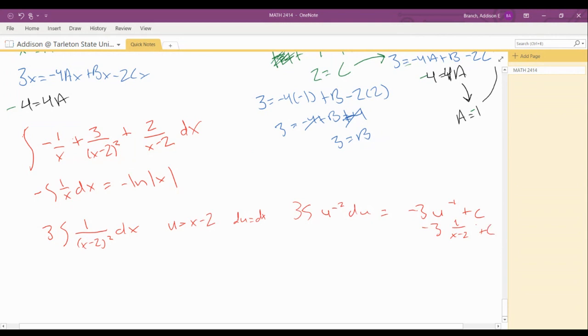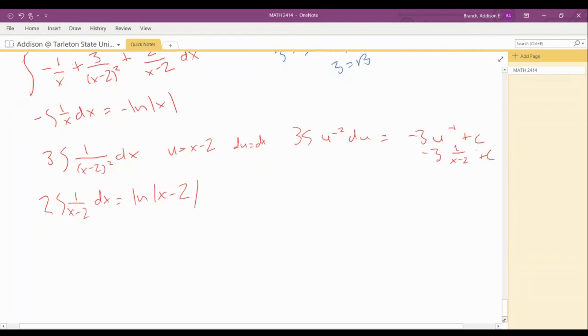All right, and then for our last one, we pull out our 2, which will get us 1 over x minus 2, natural log of x minus 2. So now we just have to combine all of our pieces to get us natural log of x minus 2 minus our natural log of x minus 3 over x plus 2 plus c.